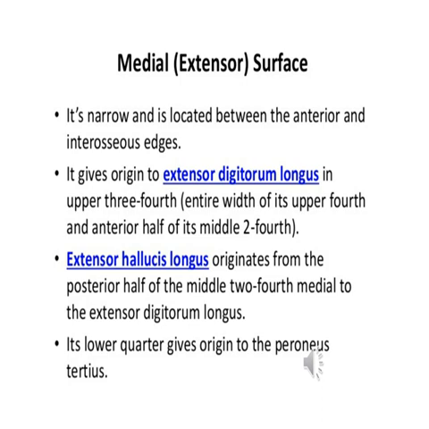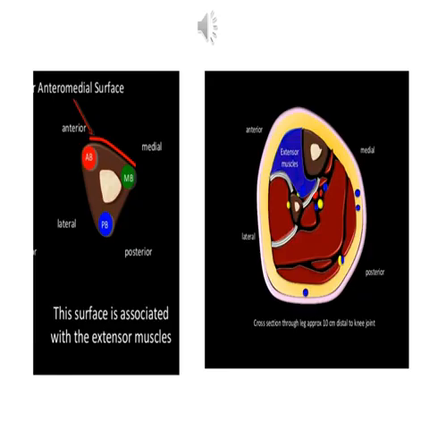The medial surface gives origin to extensor digitorum longus, extensor hallucis longus, and also peroneus tertius. So the anteromedial or medial surface is associated with the extensor muscles. The lateral surface is the peroneal surface, related to the muscles of the lateral compartment. The posterior surface is related to the flexor compartment, or the posterior compartment of the leg.